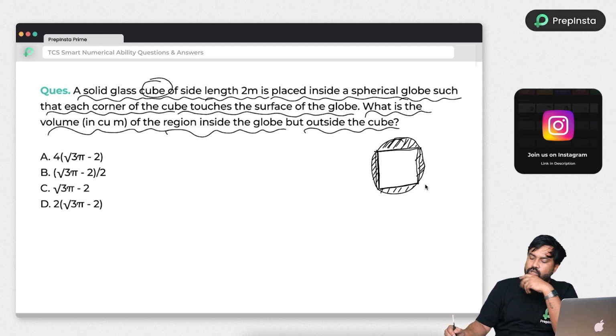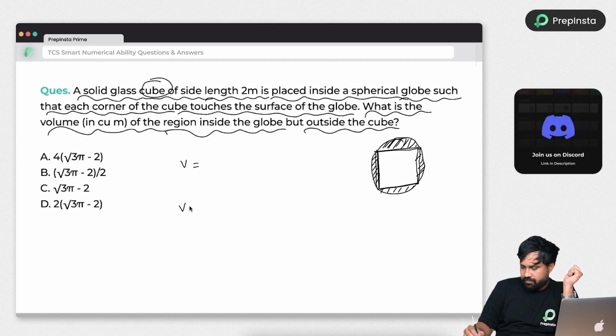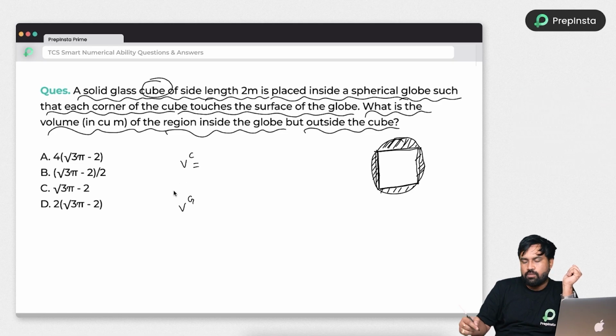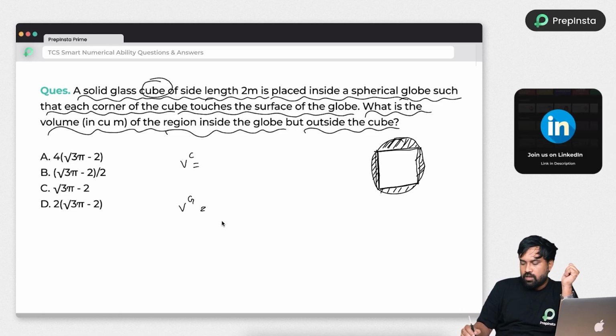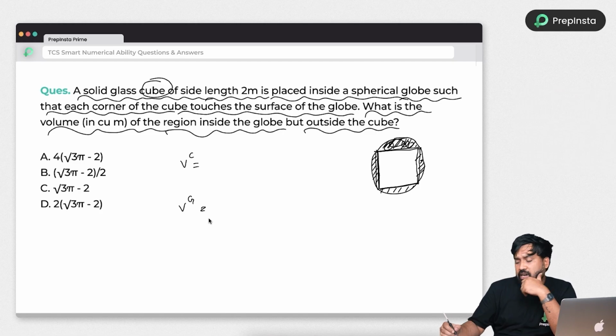So here you need to do 2 things, which is nothing but you need to find the volume of the cube and volume of the globe. So I am writing Vg and Vc, which is nothing but volume of the globe and volume of the cube. If you know the volume of the globe and the volume of the cube, you can subtract so that you will get the remaining volume, right? So let's find the volume of the globe. But in order to find the volume of the globe, you need the radius, right?